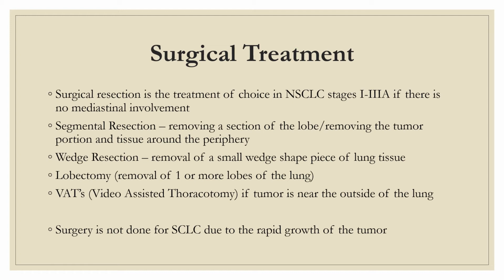Surgery is not done for small cell lung cancer. That's due to its rapid growth, rapid metastasis, high mortality rate. Typically, palliative care is more the treatment option, chemotherapy, radiation, to at least shrink the tumors in the lung. Again, if a patient is having surgery in conjunction, they still can have radiation and chemo to shrink the tumor.